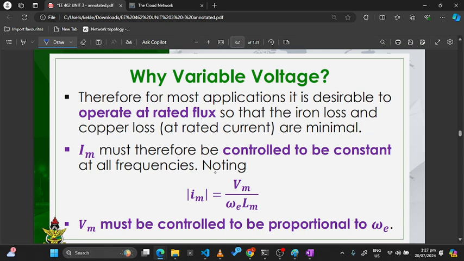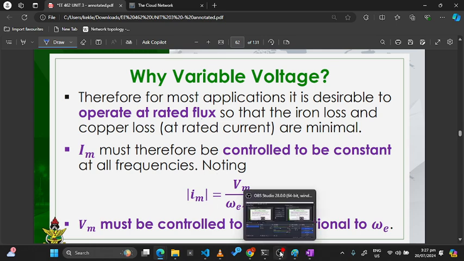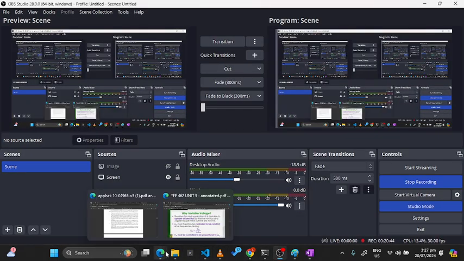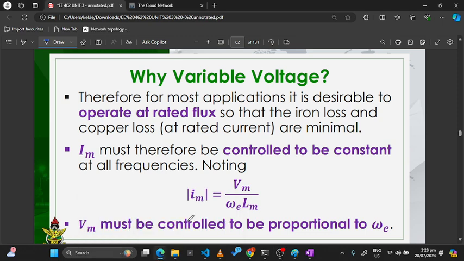Okay. So therefore, for most applications, it is desirable to operate at rated flux, so that the iron loss and the copper loss at rated current are minimal. Okay, so I think I've already explained this point.